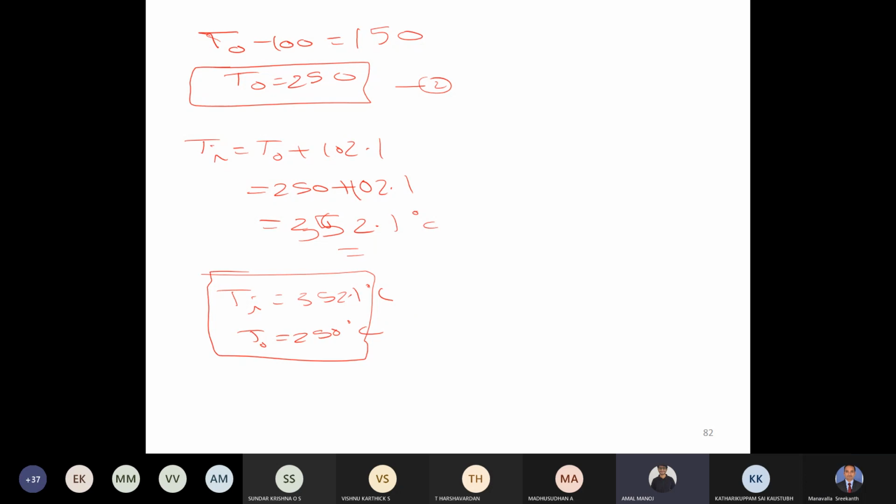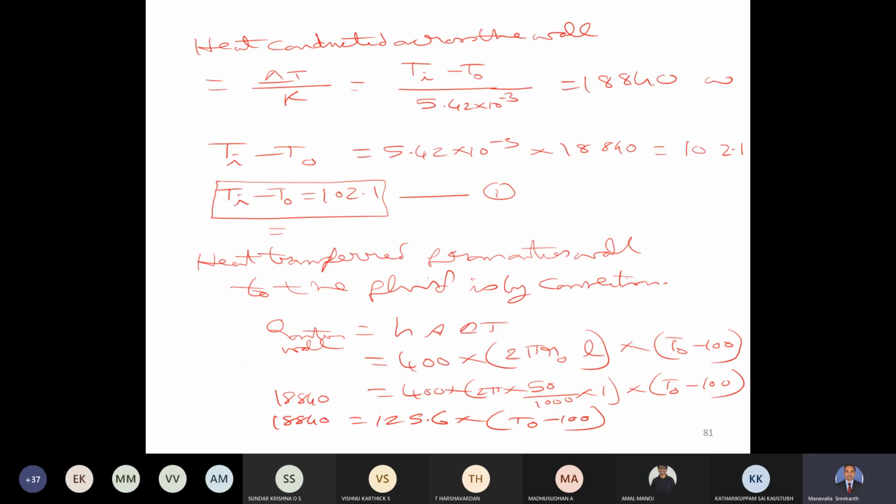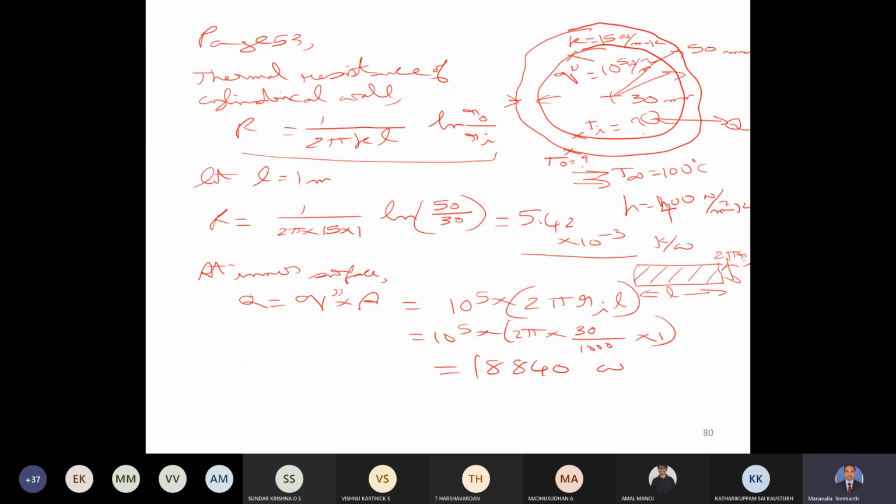Sir, is Ti the temperature along the inner radius? Yes, inner surface. Ti, and T out is the outer wall temperature. So the equations for this in the data book are given on page number 53. Okay, so there the schematic is very clearly given. The inner and outer temperatures are Ti and To, and the inner and outer radii are R1 and R2.